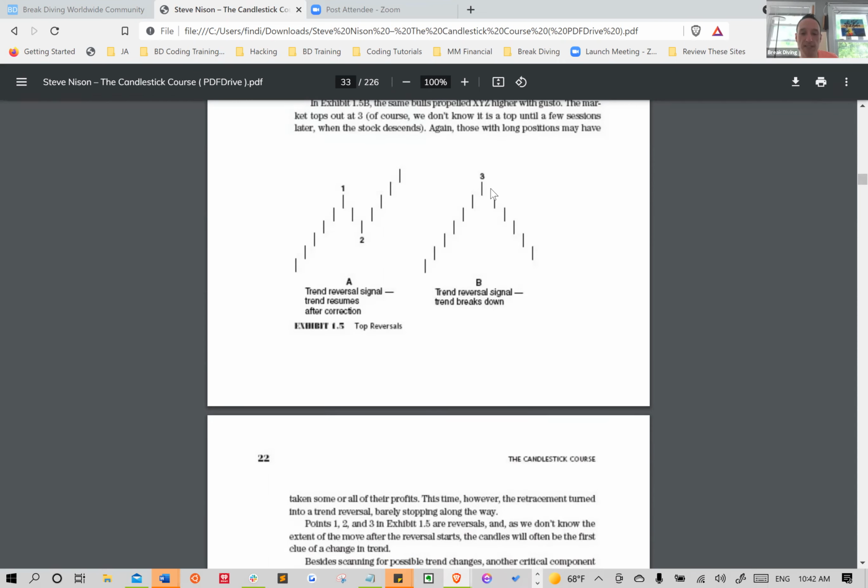And you don't know if it's a downturn until you confirm that trend when you see maybe a 4th or 5th. Points 1, 2, and 3 and 1.5 are reversals. They all are reversals. Each one is a reversal, but this is called a retracement because it's not going down completely. This is called a downtrend. And this is an uptrend here and uptrend.